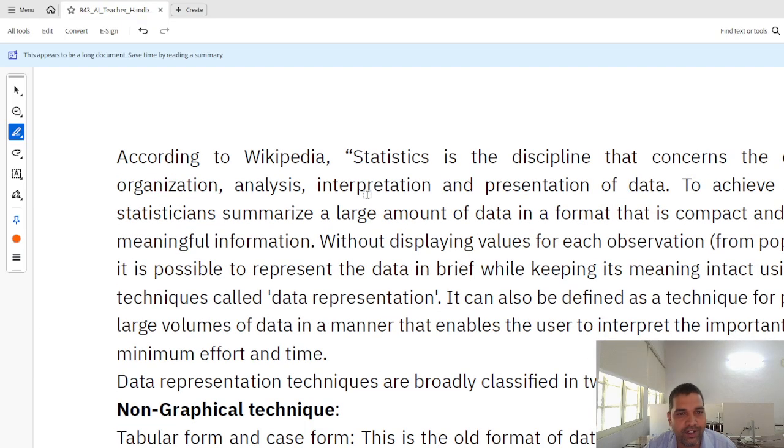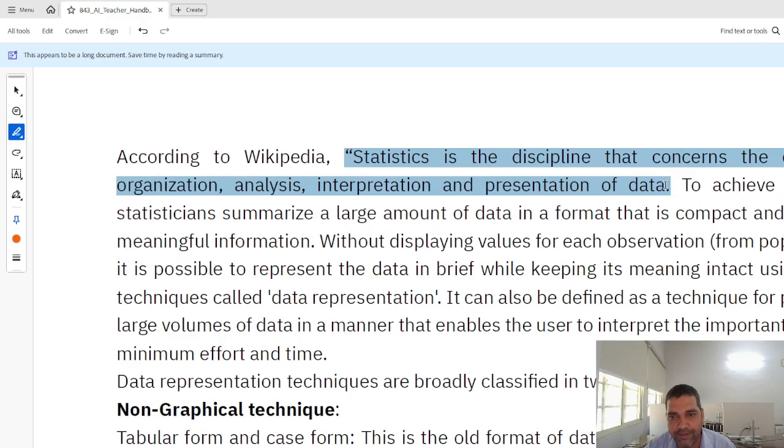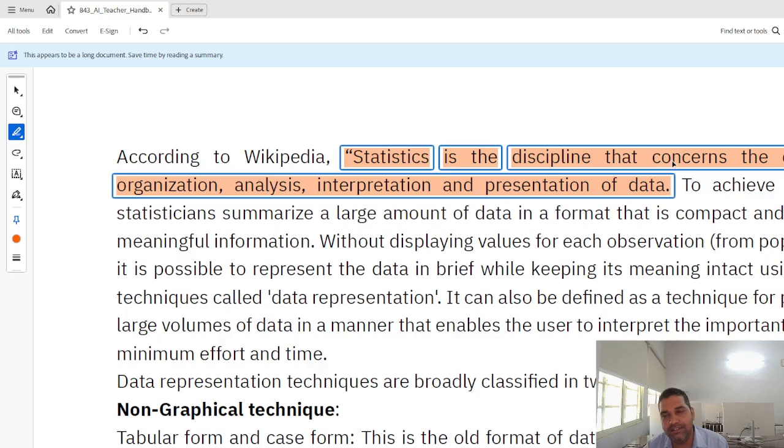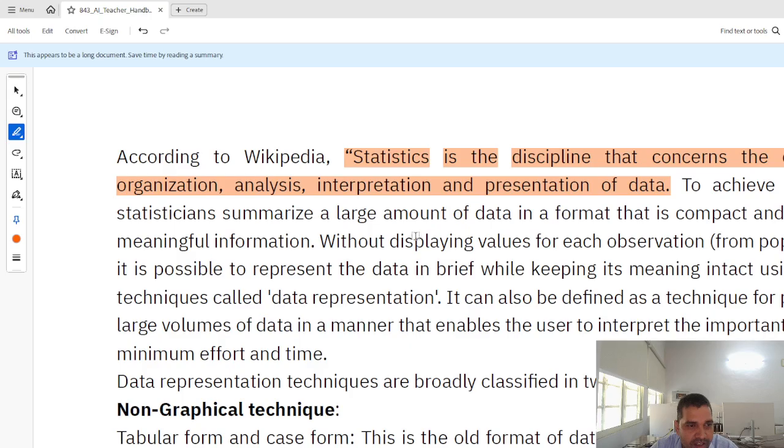So now, what is statistics? If you define the word statistics according to Wikipedia, it says that statistics is a discipline that concerns the collection, organization, analysis, interpretation, and presentation of data. So basically statistics covers collection, organization, analysis, interpretation, and presentation in graphical format.